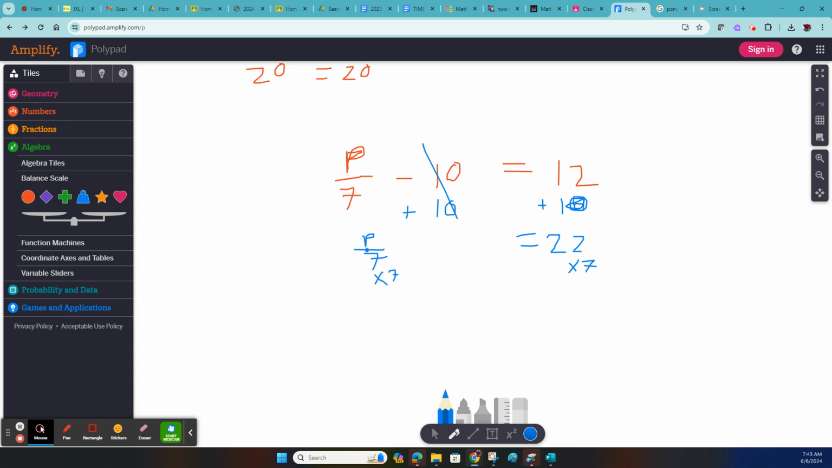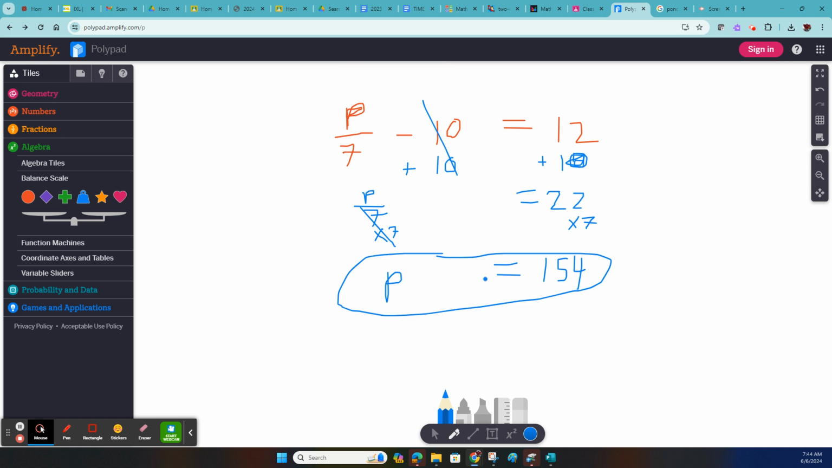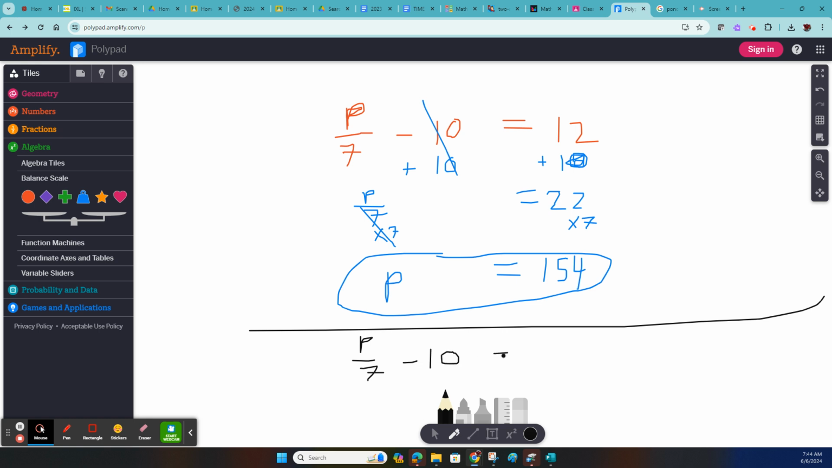Divide by 7 and times by 7 cancel out. P drops down. Equal sign drops down. And 22 times 7. Well, I know that 20 times 7 is 140. I know that 2 times 7 is 14. So 140 plus 14. Yep, that's 154. P is equal to 154. And just to be safe, I'm going to double check my work. So let's do this thing. P divided by 7, take away 10, is equal to 12.